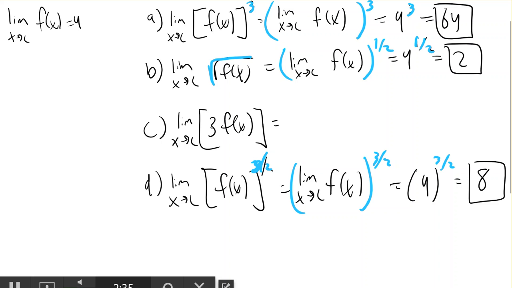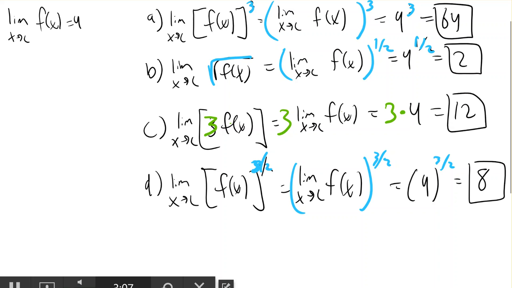Okay, the only other one that kind of sticks out a little bit differently was part D, and it says the limit as x approaches c of 3 times the function. If I want to multiply this by 3, I can either do that before I take the limit or after, and often it's easier to do after. In this case, notice that gives me 3 times this quantity, which was given to me to be 4, and so the answer to that part of the question should be 12.